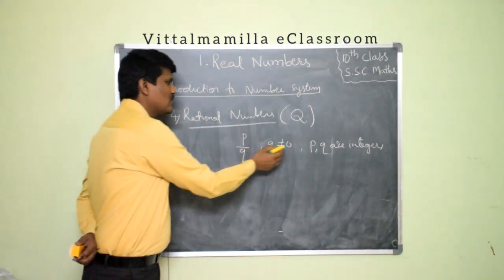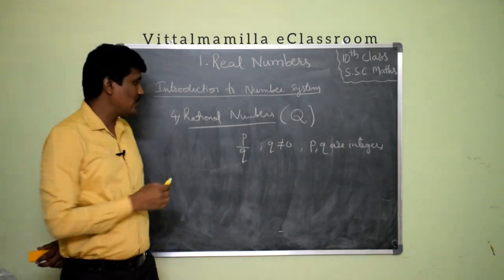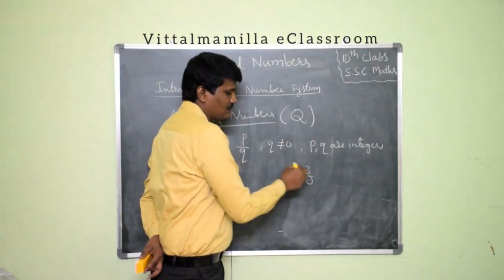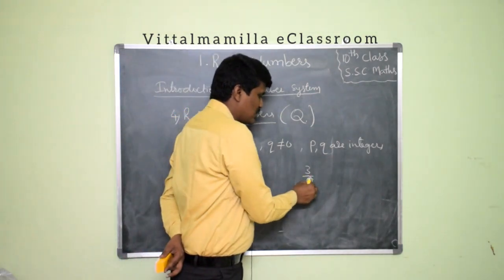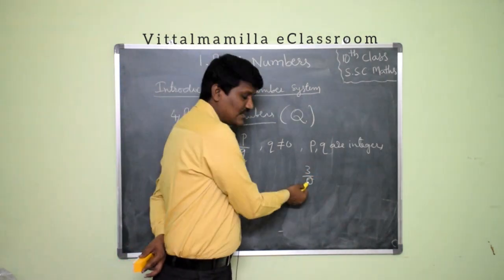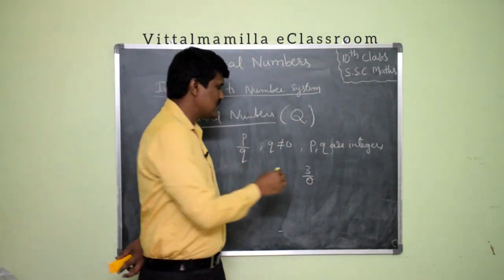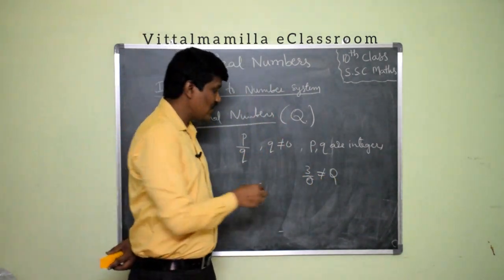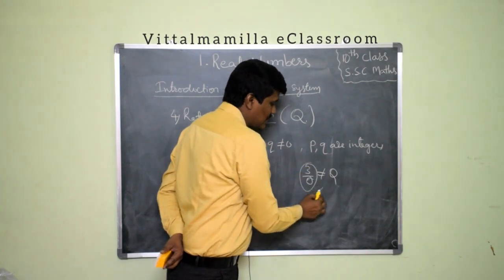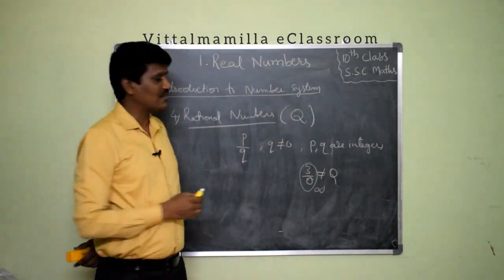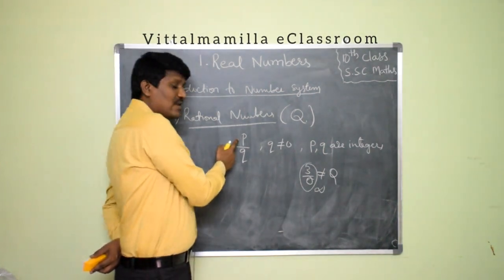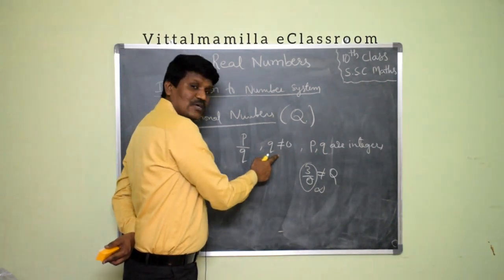Now why is q not 0? If q is 0, what happens? Suppose you take a number like 3 by 0. This is in the p by q form, but q is 0, so this is not a rational number. Why? Because 3 by 0 is nothing but infinity. We cannot define 3 by 0. So the rational number definition is p by q form, and q should not be 0.